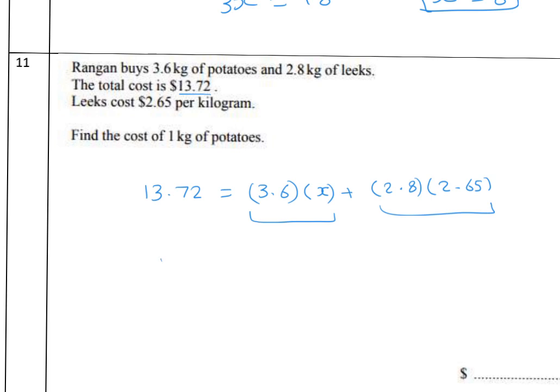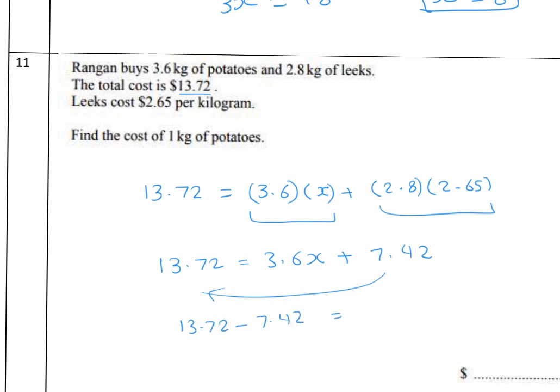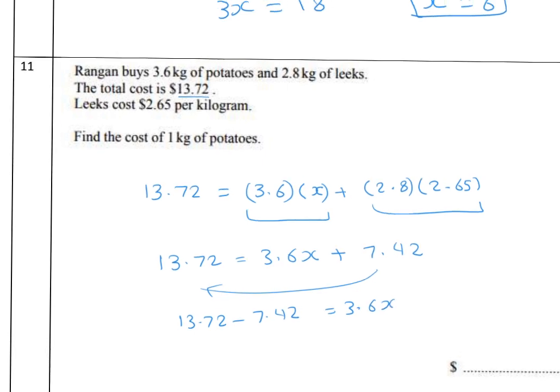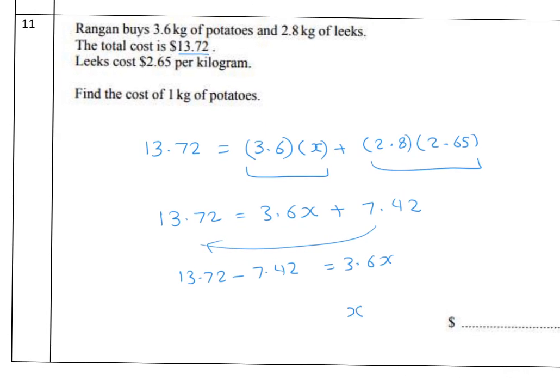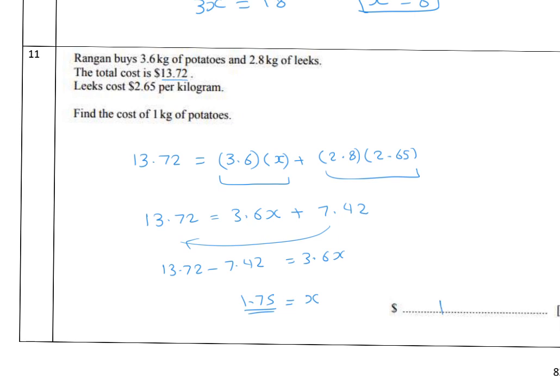Okay. So 13.72 equal 3.6x plus what is the answer for that? 7.42. Now transfer to the other side by negative. So 13.72 minus 7.42 equals 3.6x. Then divide by 3.6 to find x. X is what? 1.75. So this is the cost of 1 kg of potatoes. 1.75.